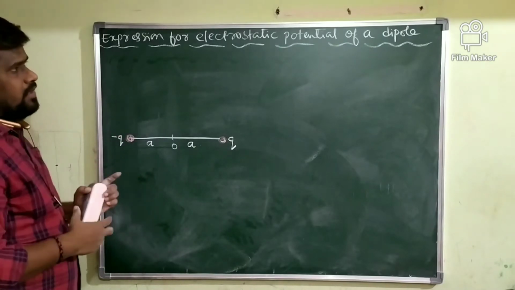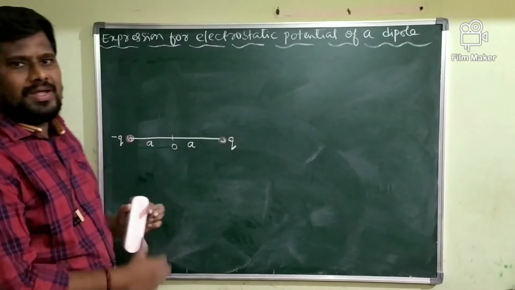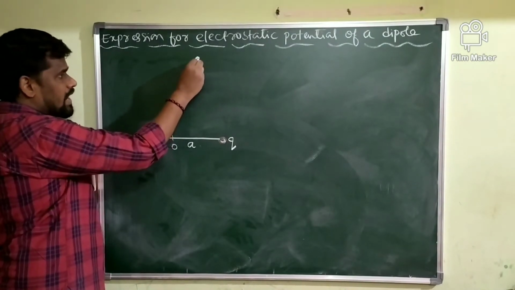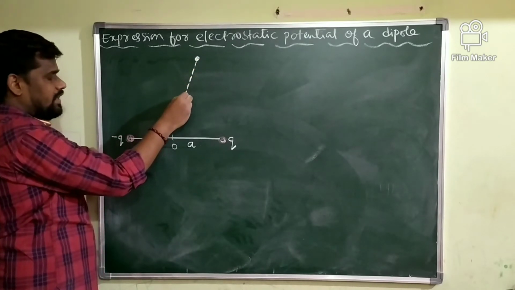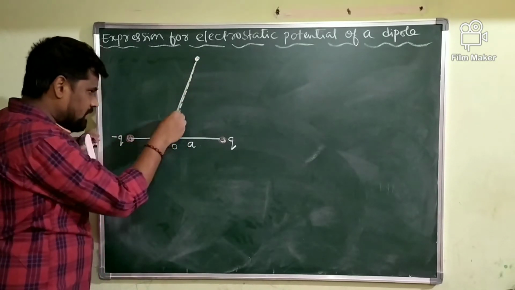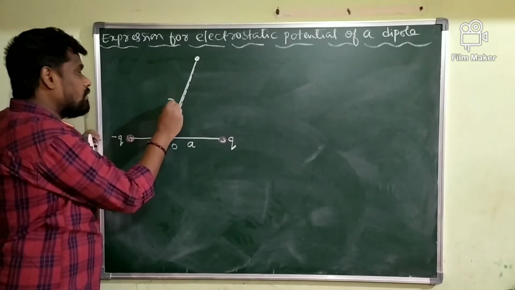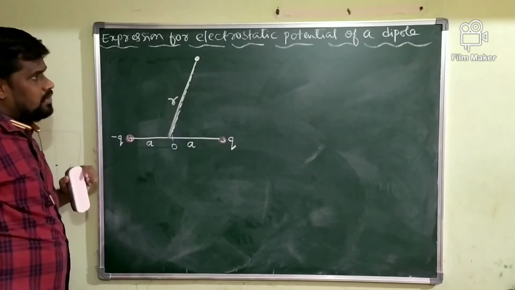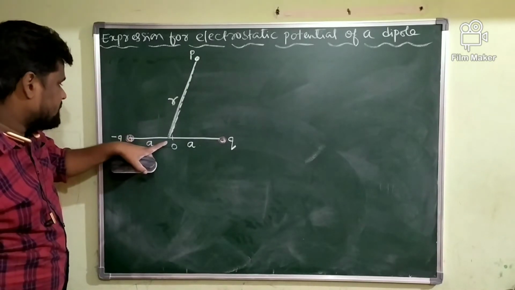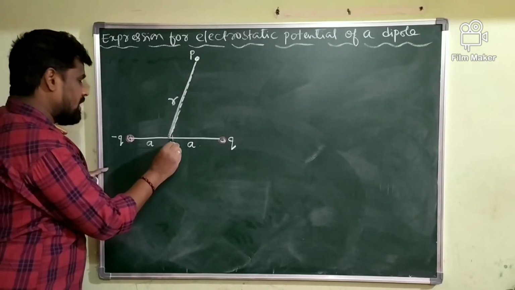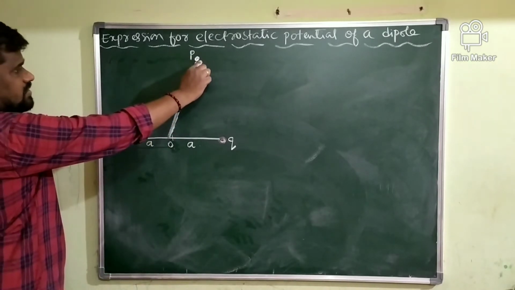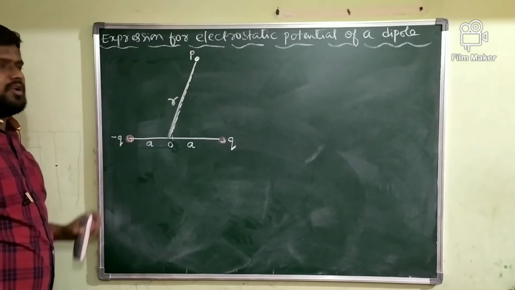So I want to determine potential of this dipole at some point. Let me select a point here. Let me take a point P, and this point P, which I am selecting, is at a distance of r from center of a dipole. P is a point at a distance r from center of the dipole at which I am calculating electrostatic potential. Okay, r is a distance of a point P from the center of the dipole.